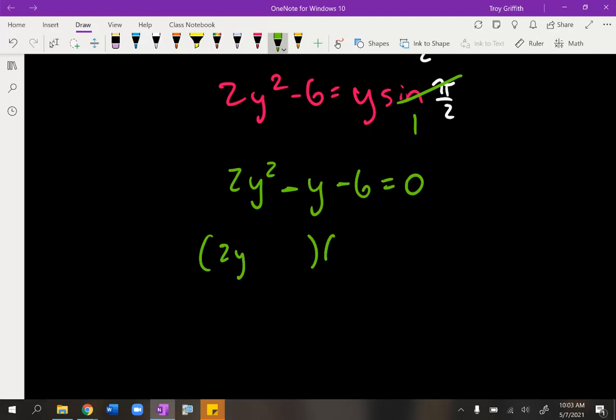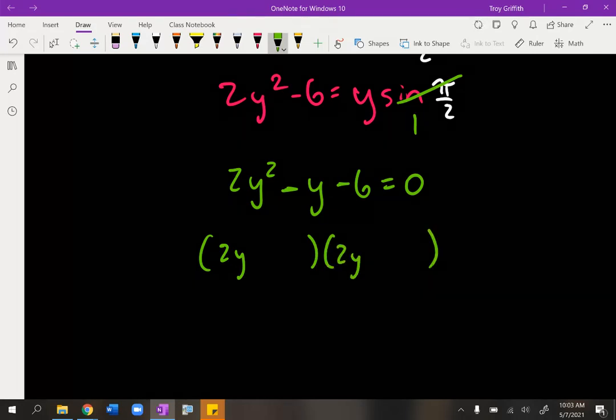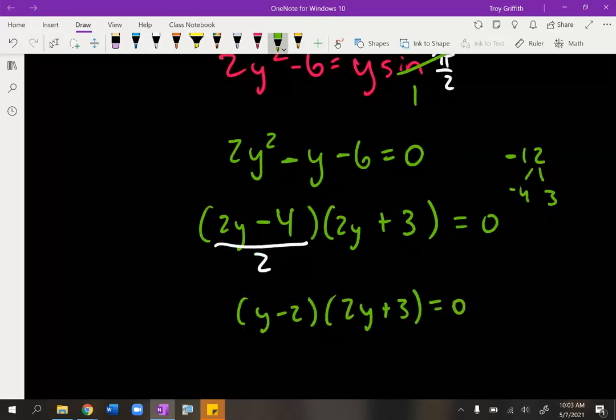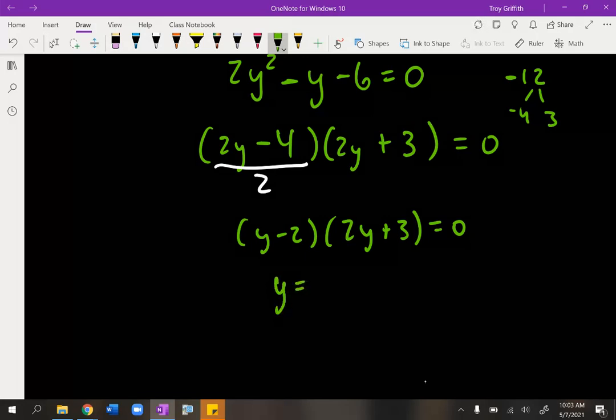Okay. I apologize. Got another plane flying overhead here. 2 times negative 6. This is how I like to factor quadratics. 2 times negative 6 is negative 12. 2 factors of negative 12 to add up to negative 1 would be negative 4 and 3. Okay. But then I need to divide out a 2 from all of this. So when I'm done here, I get y minus 2 times 2y plus 3 is equal to 0. Okay, and when I solve these, I get y equals 2 and y equals negative 3 halves.